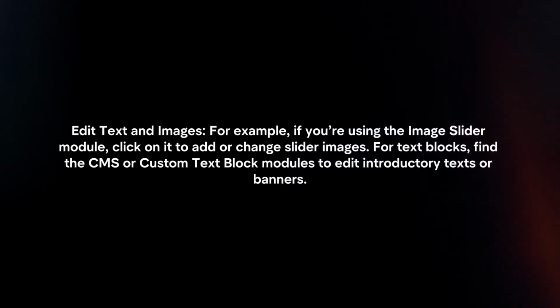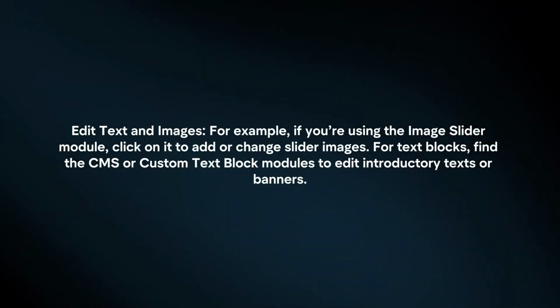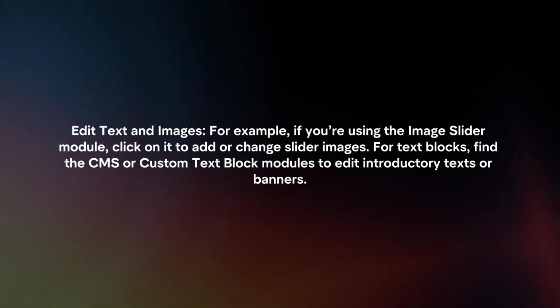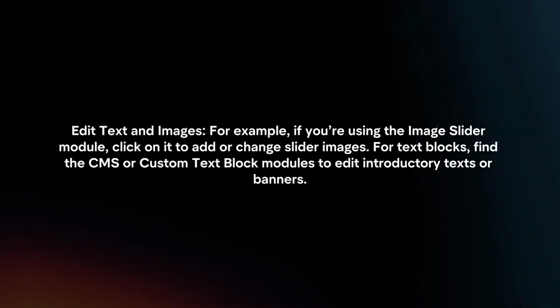Edit text and images. For example, if you're using the Image Slider module, click on it to add or change slider images. For text blocks, find the CMS or custom text block modules to edit introductory text or banners.